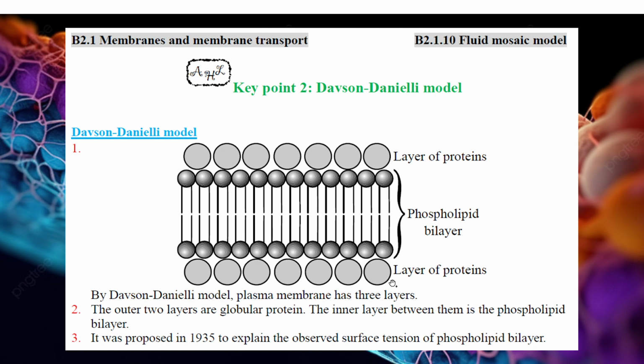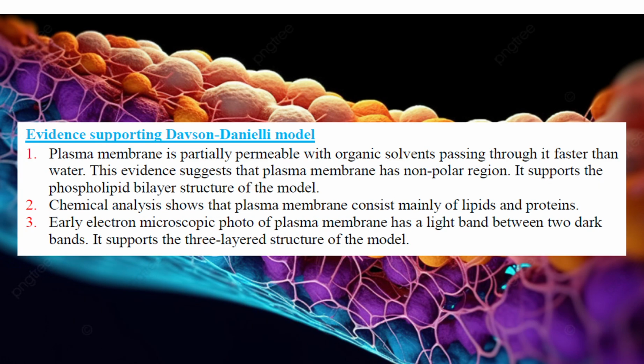But why did they have this model? Because they had some observations. They said the plasma membrane is partially permeable, with organic solvents passing through it faster than water, so it has to have a hydrophobic layer inside, right? And the new model agrees with it too. The other thing is they had chemical analysis showing that the plasma membrane consists mainly of lipid and protein. So where are the lipid and protein?